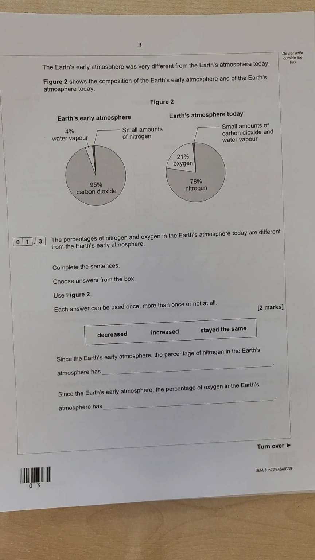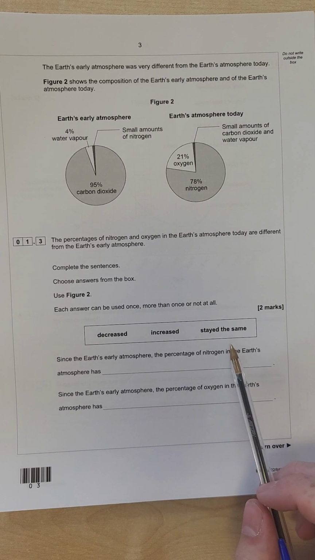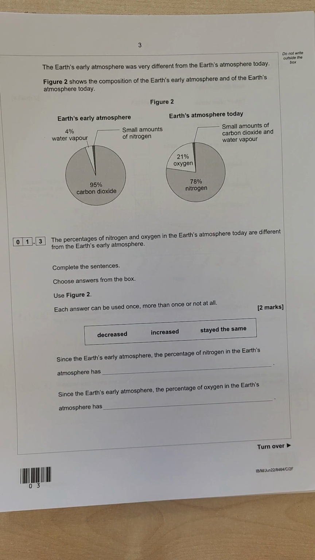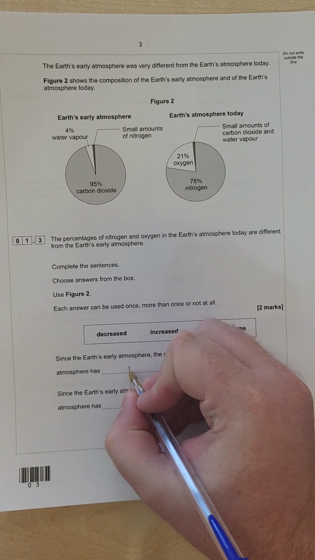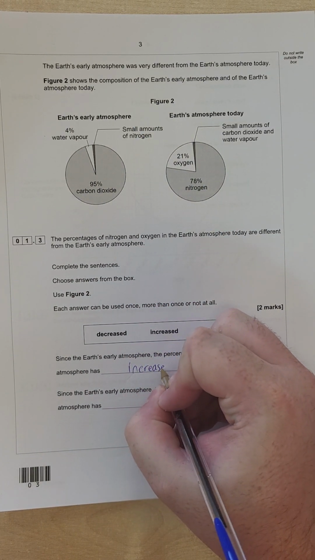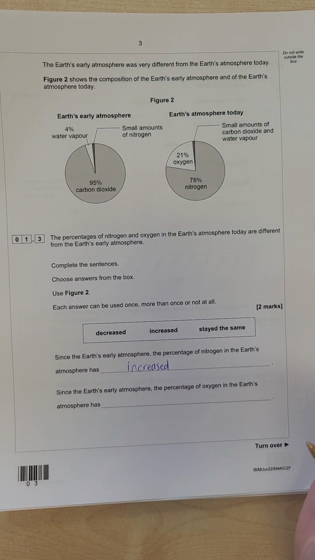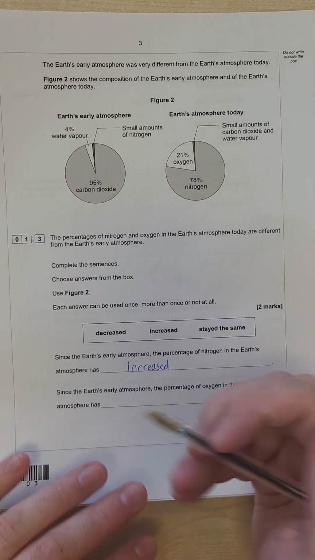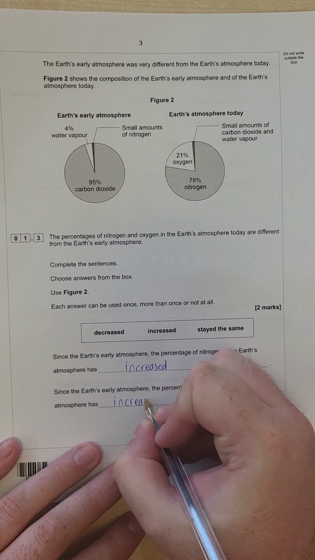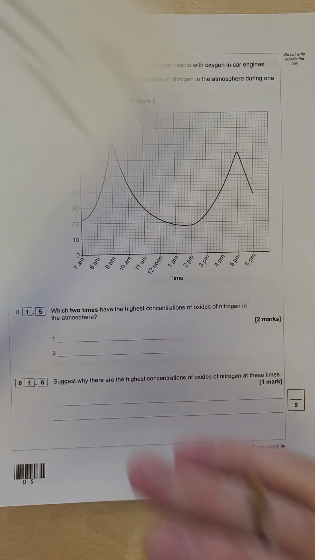And number three gives us two pie charts that we've got to read to work out what has happened over time in the Earth's atmosphere. It tells us to use the words in this box to help us answer the two questions. You can use each answer more than once or not at all. Since the Earth's early atmosphere, the percentage of nitrogen in the Earth's atmosphere has gone from small amounts to 78%, so that has increased. In the same time, the percentage of oxygen, well, oxygen's not even on this pie chart, now being 21%, so this is also increased. You get 1 mark for each of those.